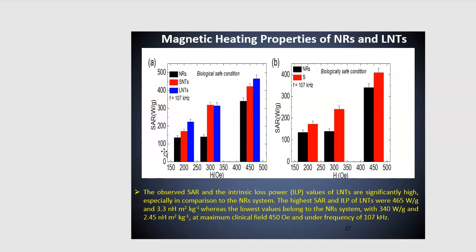This is the magnetic heating profile. Basically, this is the SAR variation versus field at some fixed frequency for these nanorings, short nanotubes, and long nanotubes. We have found that the specific absorption rate value is high for the nanotube samples compared with the nanoring samples, which is in contradiction with the previous results.